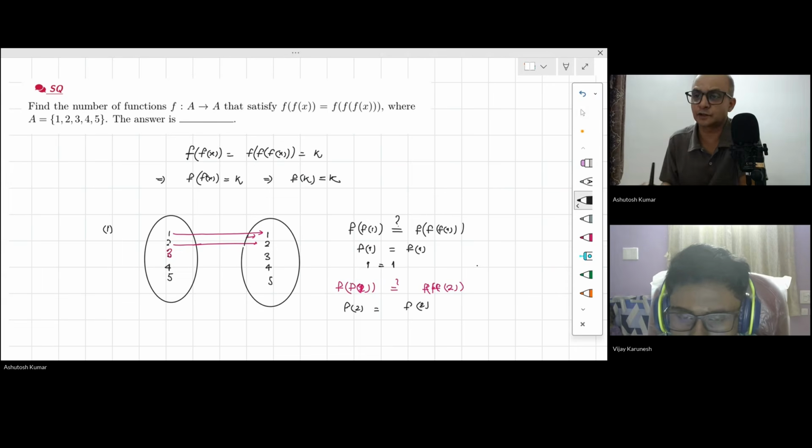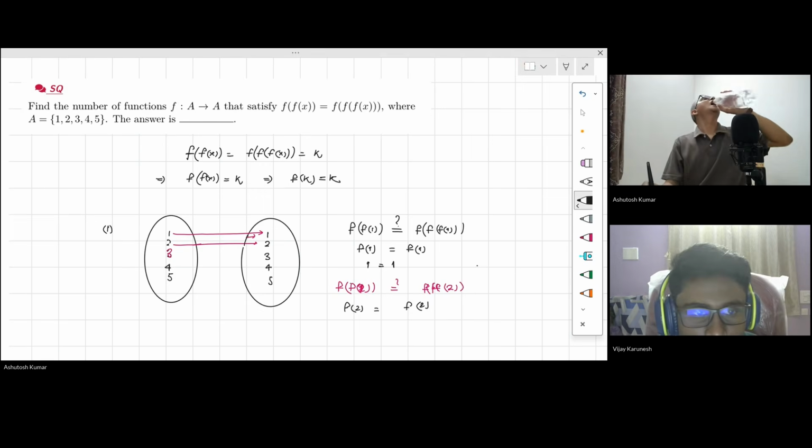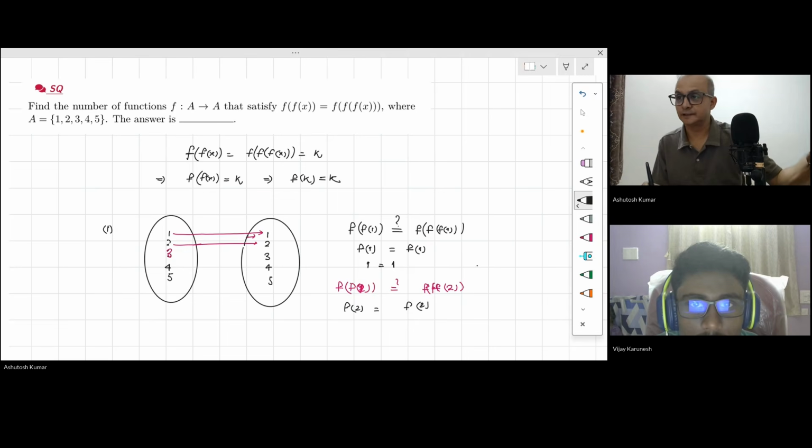This is only one function we are getting: 1 to 1, 2 to 2, 3 to 3, 4 to 4, 5 to 5. Yes, sir. That's one of the functions.